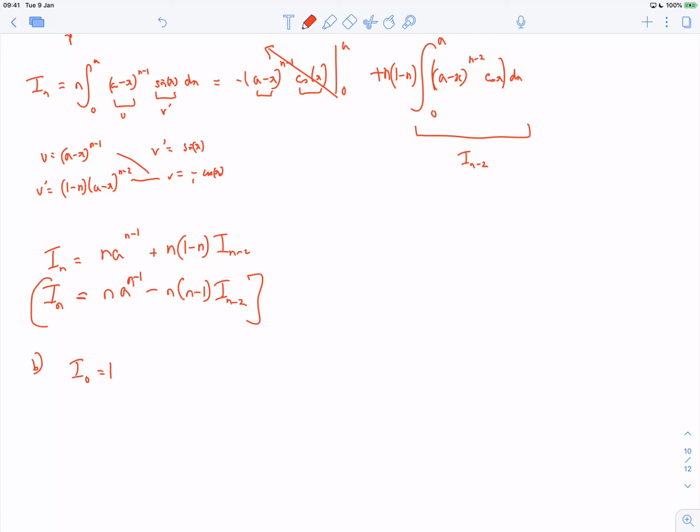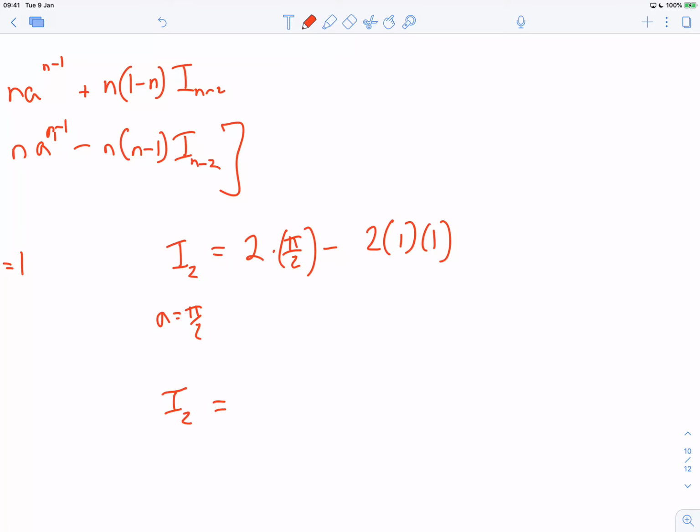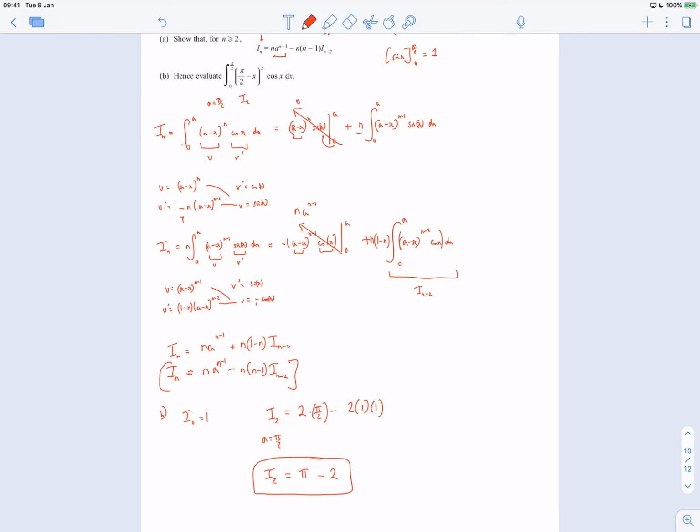So that means I of 0 is 1, and we want I of 2 when a equals pi over 2, so we're going to have n, which is 2, lots of pi over 2 to the 2 minus 1, which is just itself, minus 2 lots of 2 minus 1, which is 1, times by I of 0, which is just 1. So actually, I of 2 is going to be 2 lots of pi over 2, which is just pi, minus 2 lots of 1 lots of 1, which is just 2. So the integral of pi over 2 to 0 of pi over 2 minus x all squared times by cosine of x dx is just pi minus 2. So actually that wasn't that bad of a question.